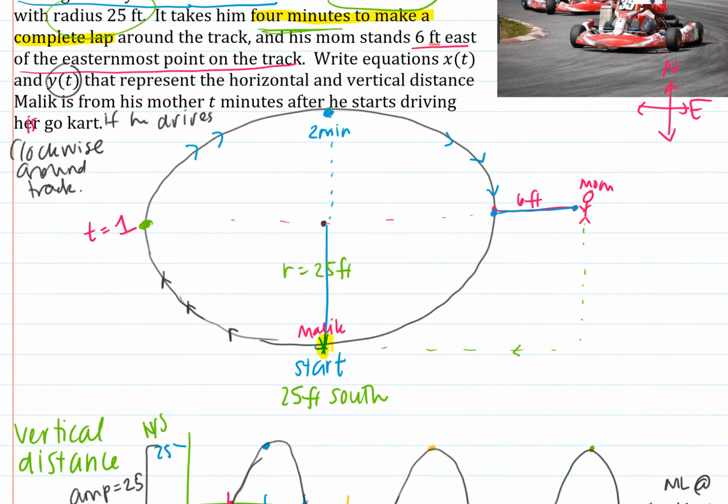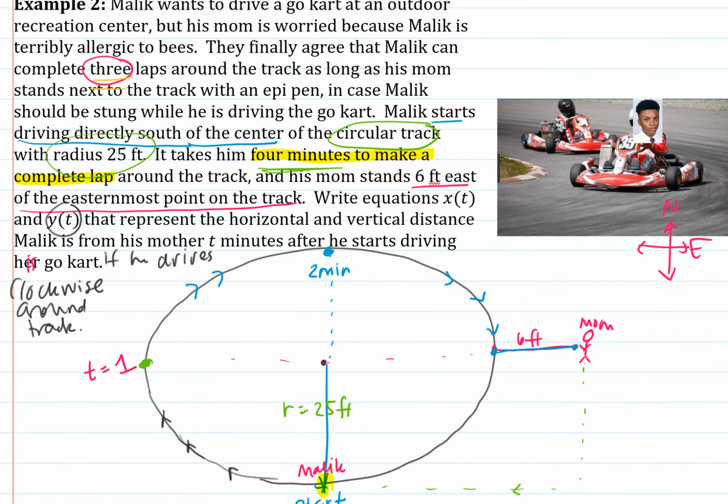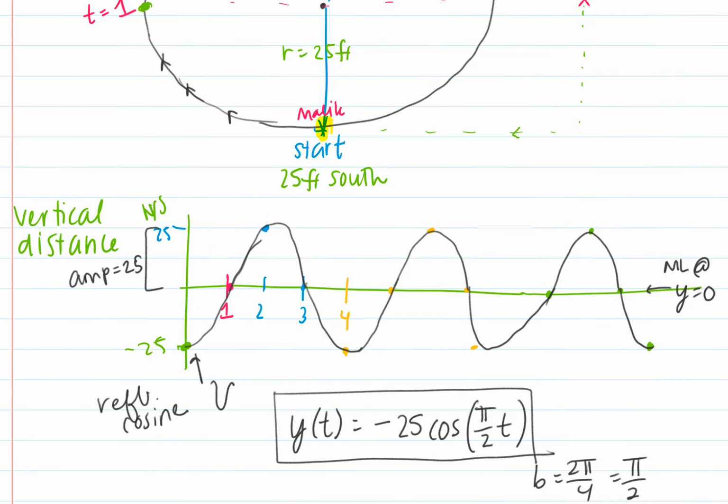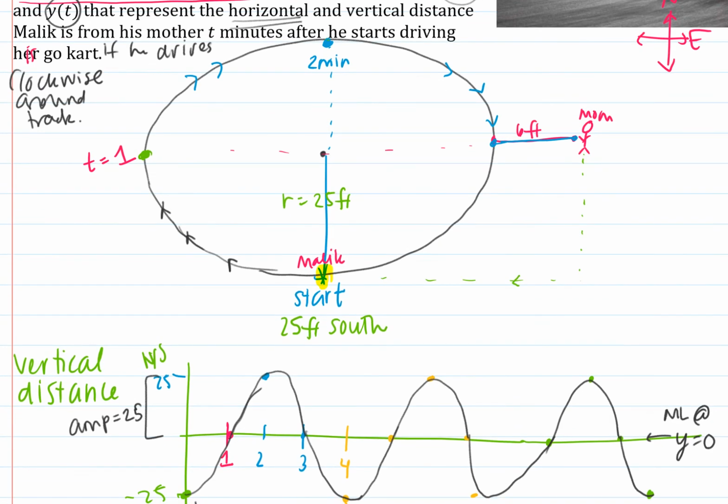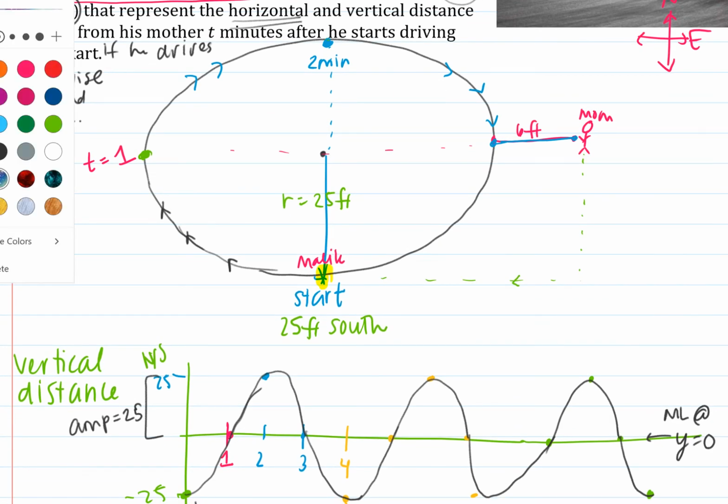Now we need one more thing, which is to write the equation of his horizontal distance from mom, and we're going to call that x of t. Okay, so we've got this same diagram. We can come back to it and add on to it if you wish. Let's see, we're running out of colors here.